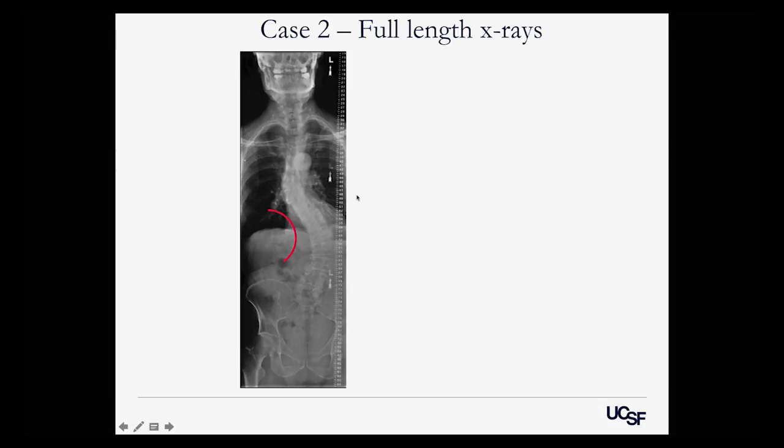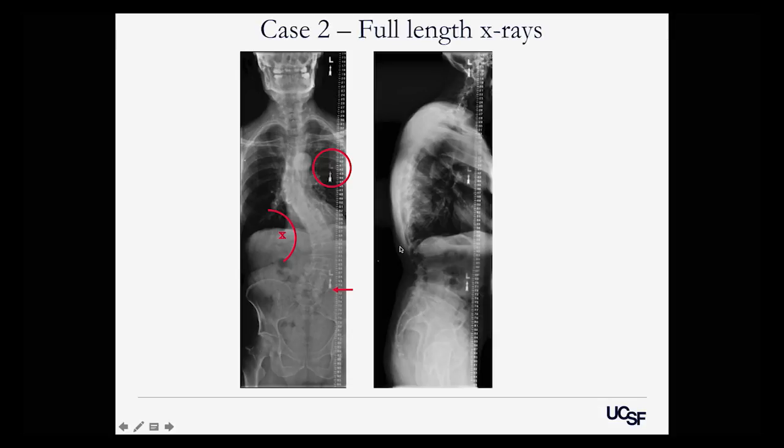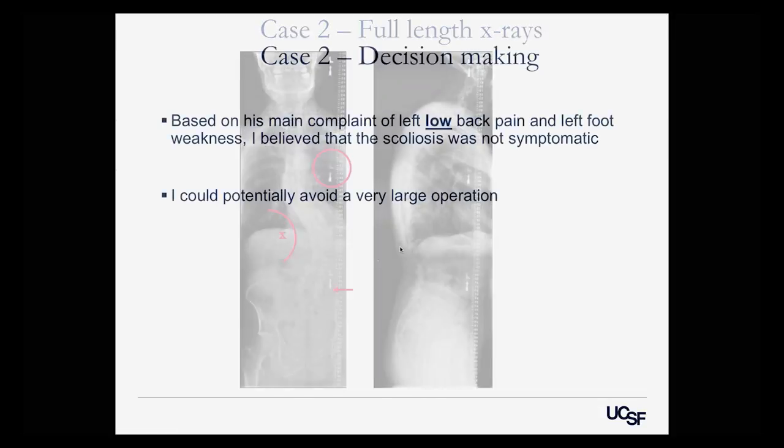Interestingly, this L means that this is his left side. The scoliotic curve is on the right. He doesn't have any right-sided back pain. But he does have pain right down here at the very bottom of his spine. Overall, his spine's relatively well-balanced.